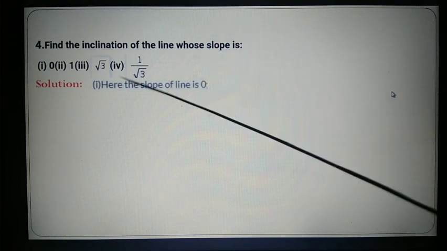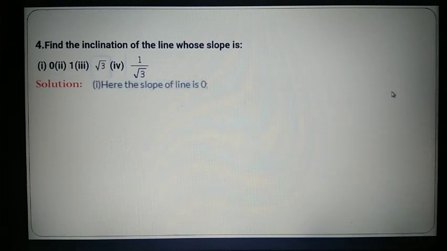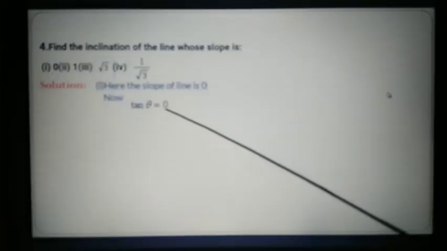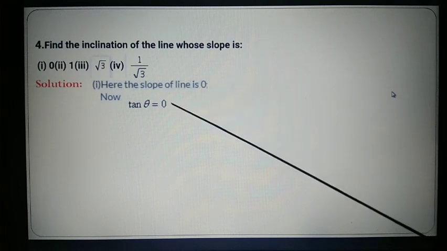So in the first one, 0 is the slope, right? So here the slope is 0. That means the value of tan theta is 0. Now tan of what angle is going to be 0? It is going to be tan 0 degree, right? From the trigonometric table you have to refer that table, and you will see that tan 0 is 0.